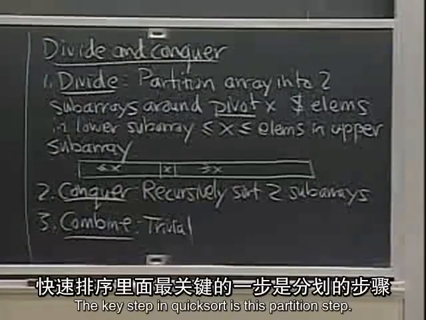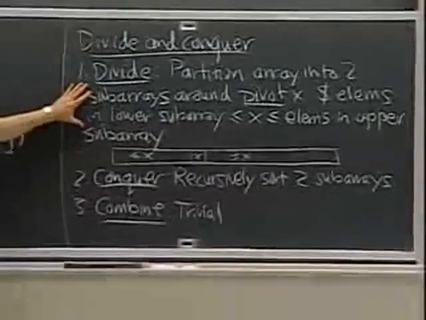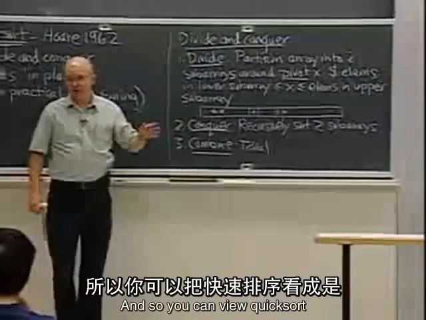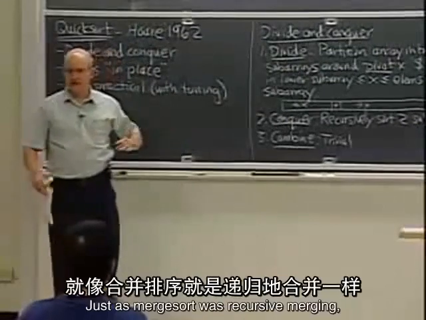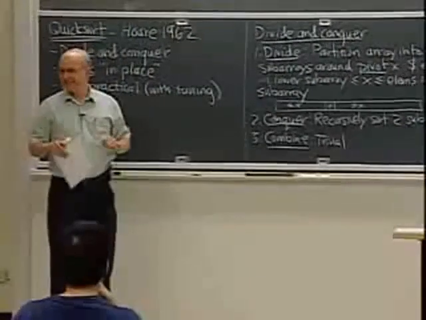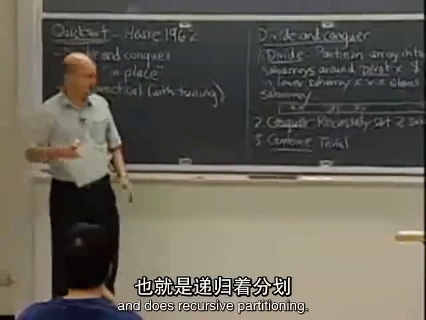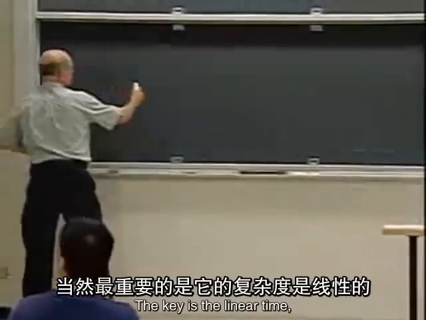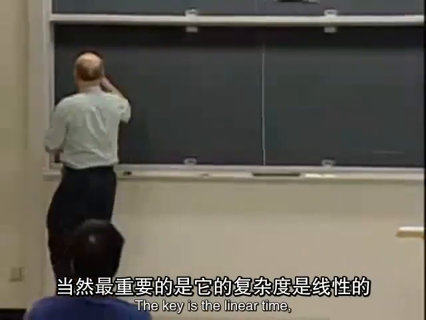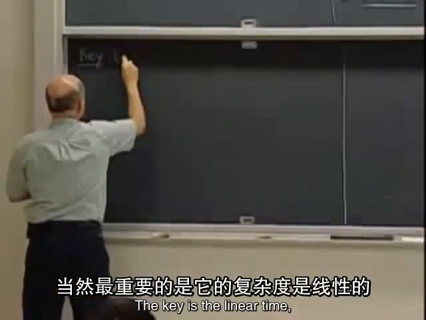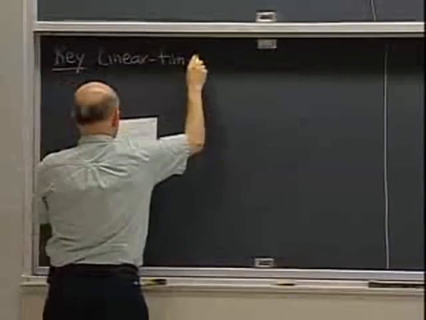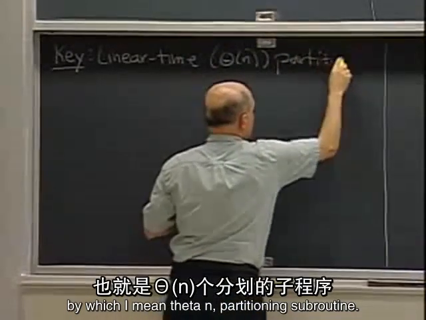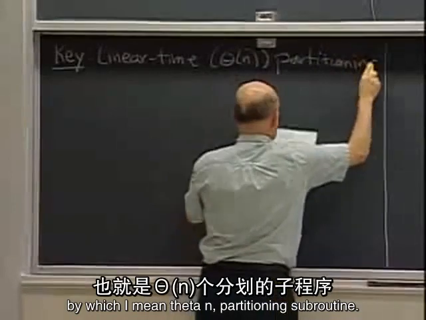So the key step in quicksort is this partition step. That's the thing that does all of the work. And so you can view quicksort as just recursive partitioning. That's all it is. Just as merge sort was recursive merging, quicksort sort of goes the other way around and does recursive partitioning. So the key is the linear time, by which I mean theta n, partitioning subroutine.